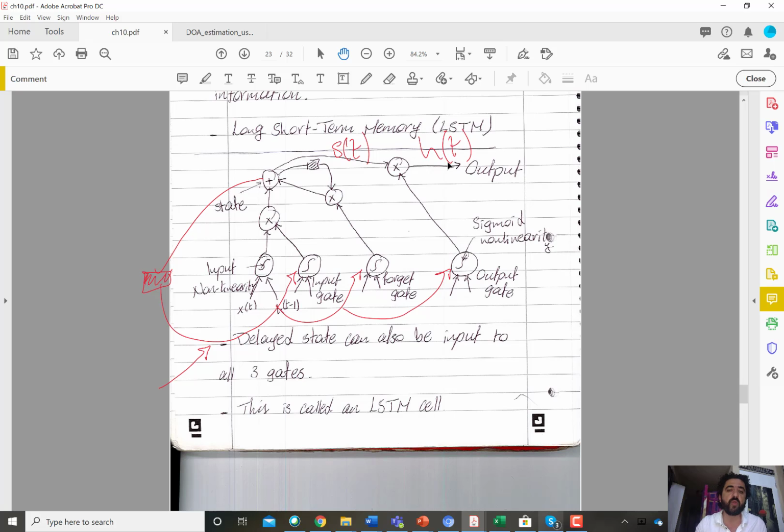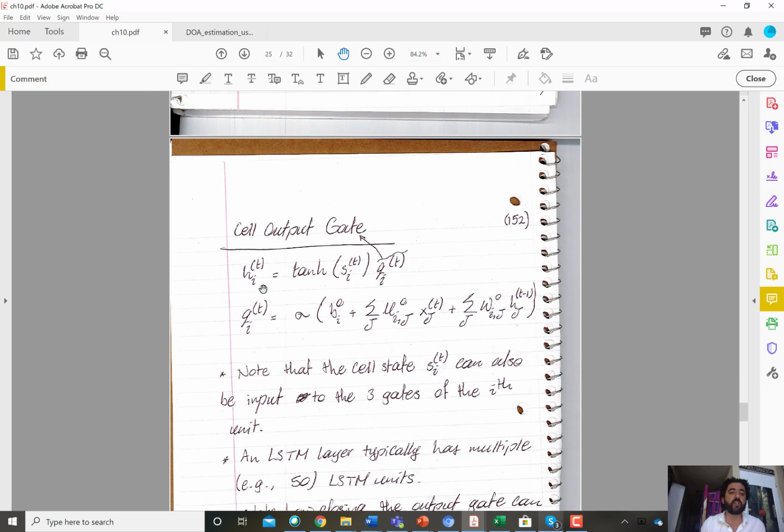So now let's discuss how to obtain h of t from s of t. For the LSTM unit i at time step t, h i of t is a tanh nonlinearity of s i of t times the value of the output gate. So s i of t goes through a hyperbolic tangent nonlinearity and is then multiplied by the output gate. The output gate has a sigmoid activation, applied to the bias corresponding to the output gate plus weights multiplied by the input plus weights multiplied by the output at the previous time step, h of t minus 1.